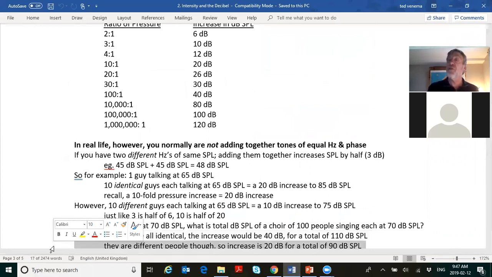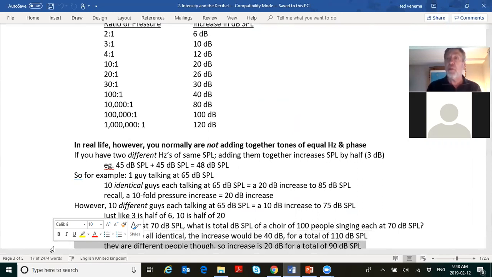That makes sense, doesn't it? Can you imagine if you did 70 and multiplied it by 100? 70 times 100 would be 7,000 decibels. That's insane. That would blast out your eardrums. That's why I call it the decibel from hell.